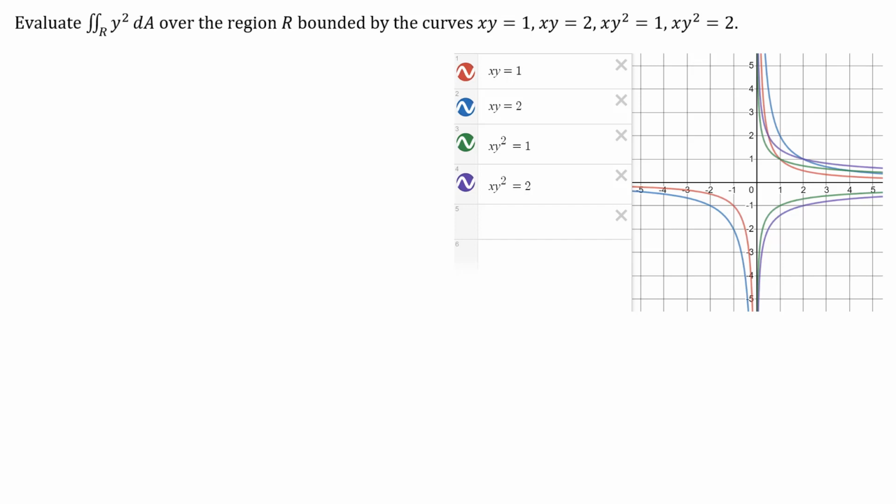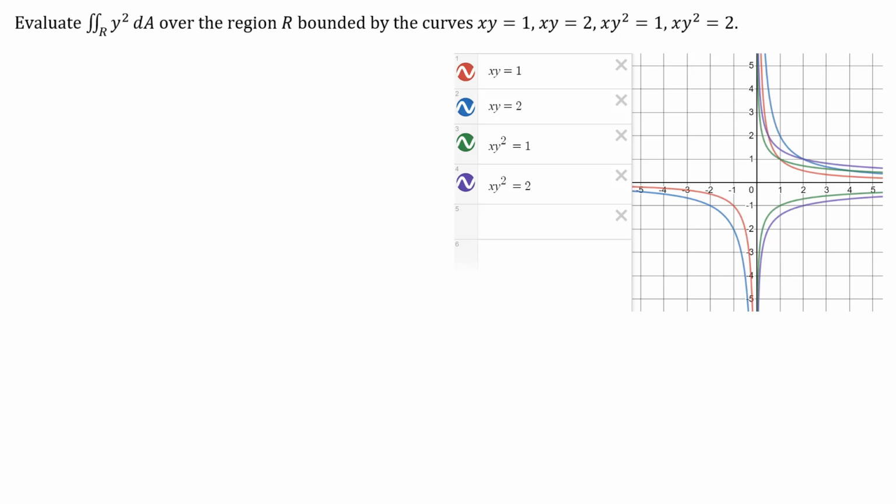Okay, in this video we're going to look at another example of using multiple substitutions to evaluate multiple integrals. So we've got here an example evaluating the double integral of y squared over this region bounded by all of these curves. I've graphed the curves here using Desmos since the graphs aren't super simple to think about.